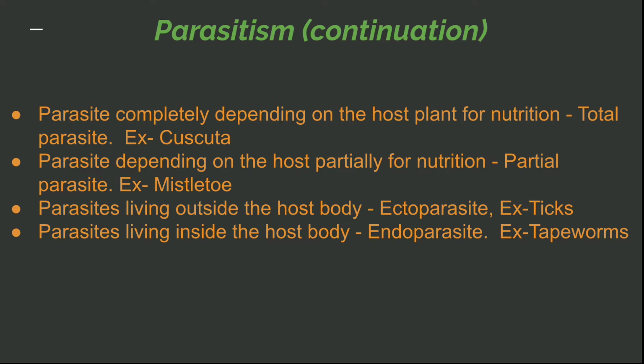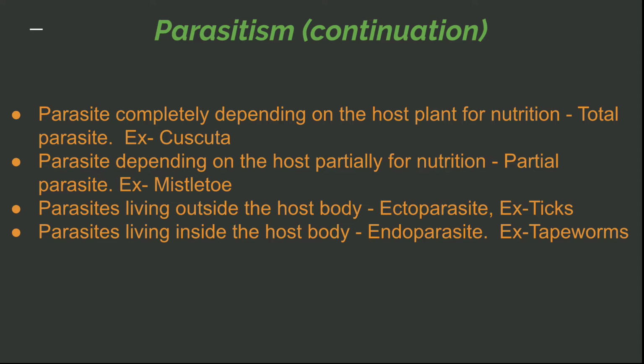the parasite depends on the host partially for nutrition, then it is a partial parasite. For example, mistletoe. Cuscuta, the example of a total parasite, lacks chlorophyll, so it totally depends on the host for nutrition and slowly kills the host plant.